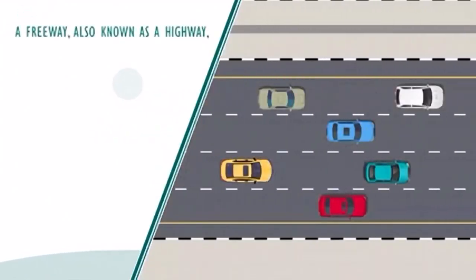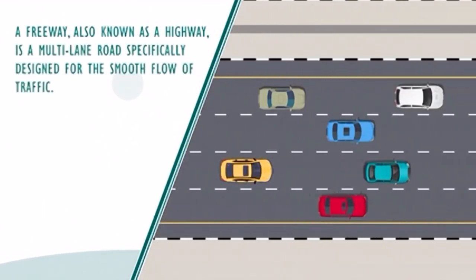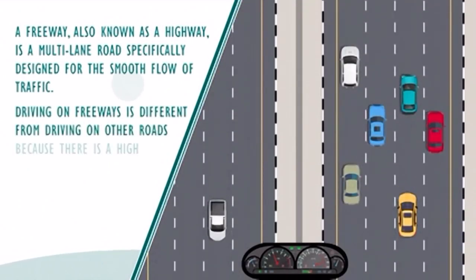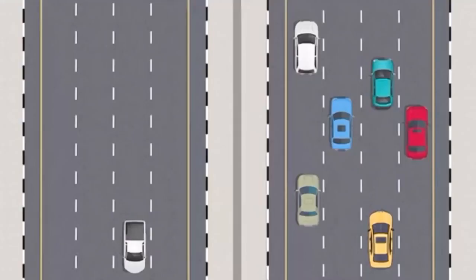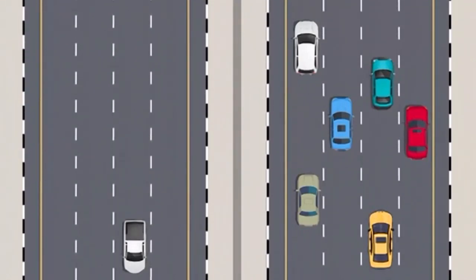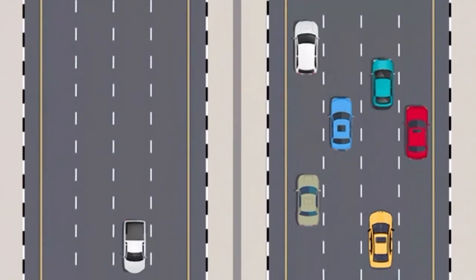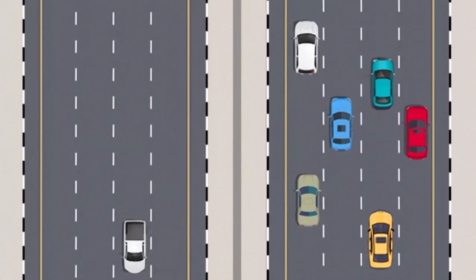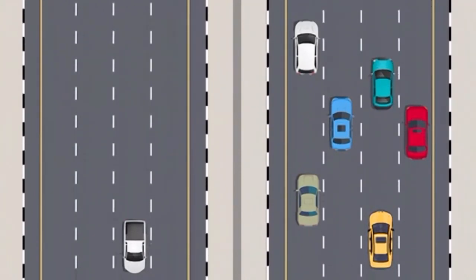A freeway, also known as a highway, is a multi-lane road specifically designed for the smooth flow of traffic. Driving on freeways is different from driving on other roads because there is a high volume of traffic traveling at high speeds. On freeways, the traffic in opposite direction will be separated by a central median or a barrier mostly made up of concrete. Traffic moves in both directions without stops as there are no intersections, traffic signals, sharp bends or curves, or pedestrian crossings.